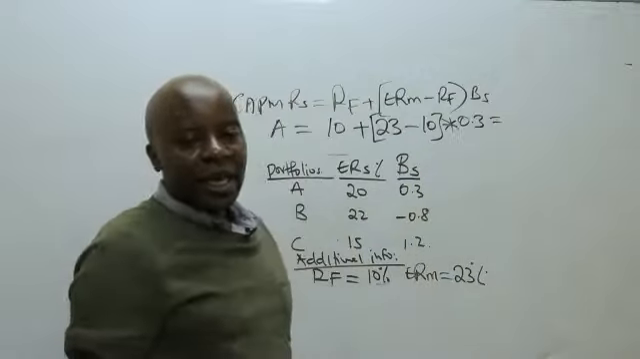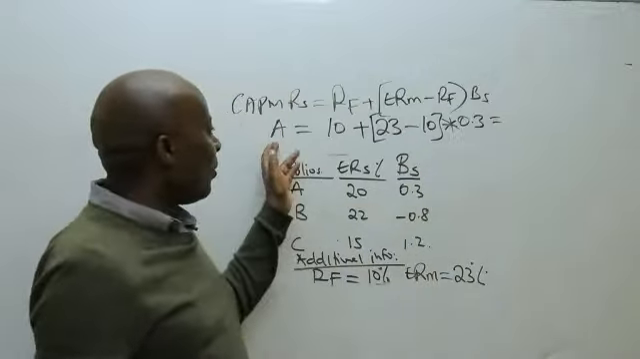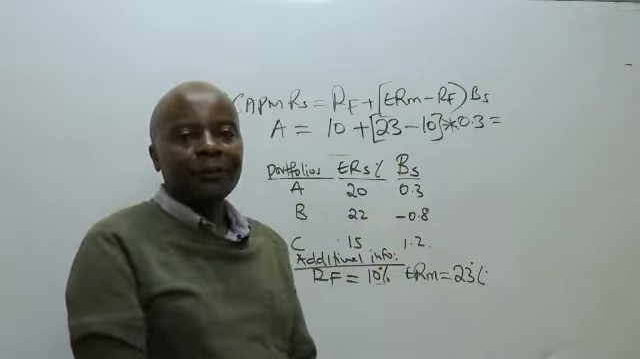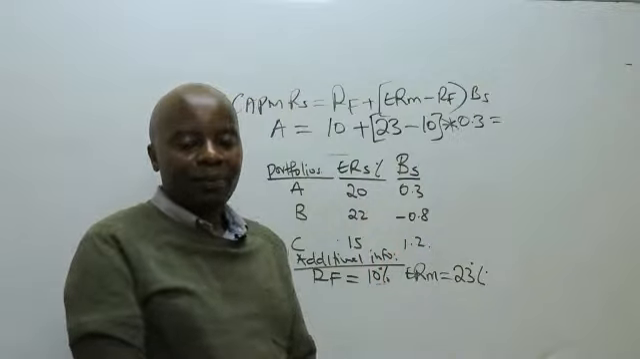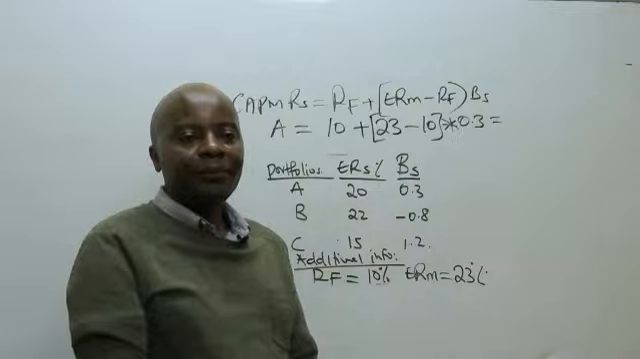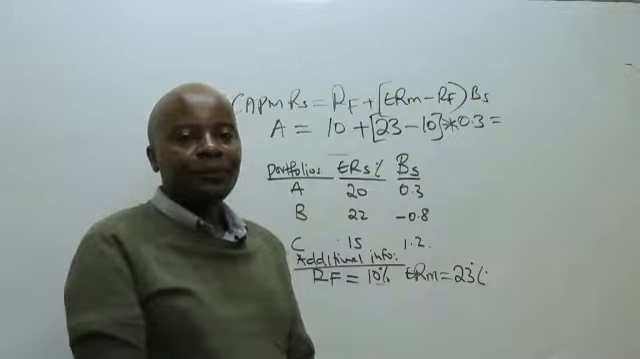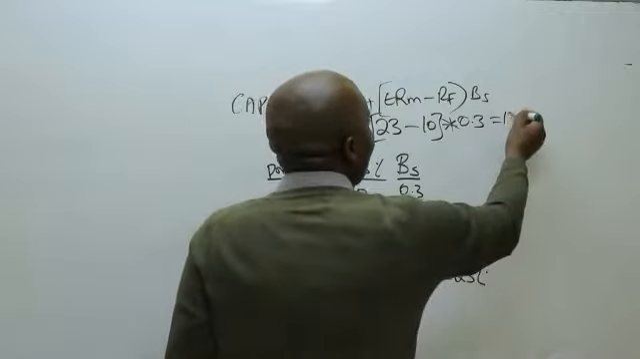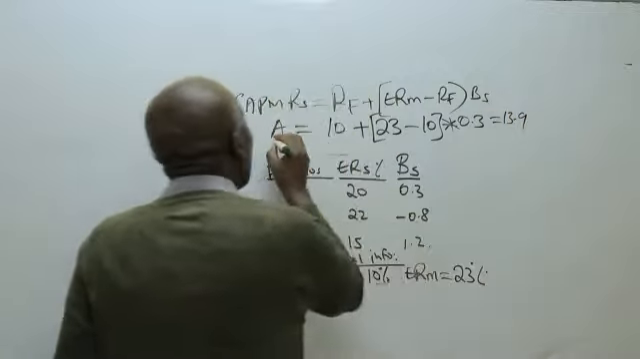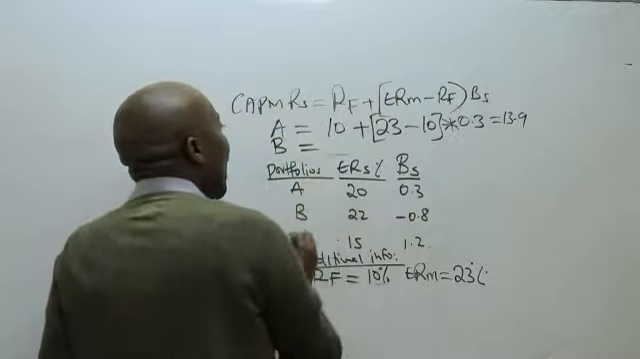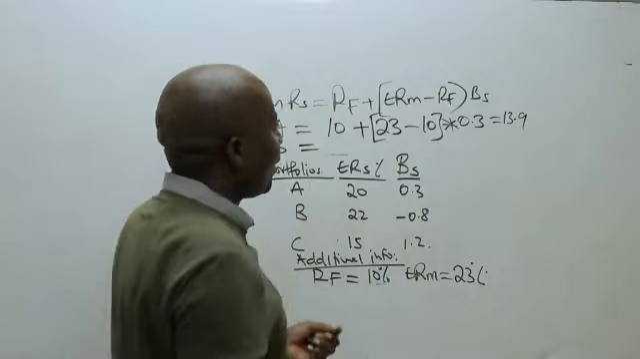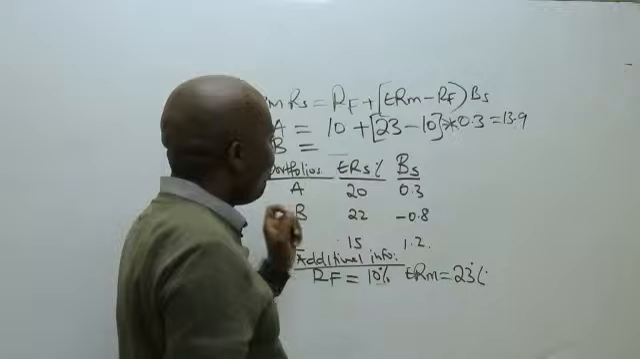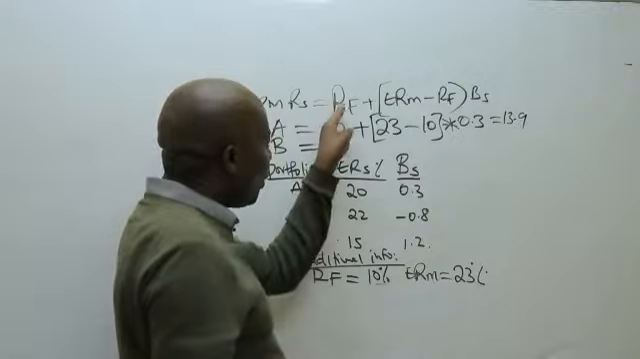Somebody give me the CAPM returns of A. CAPM returns of A will be equal to what, somebody? 13.9. Thank you very much. Now, please go to B and utilize the same approach, the same model, to give us the CAPM returns of B.